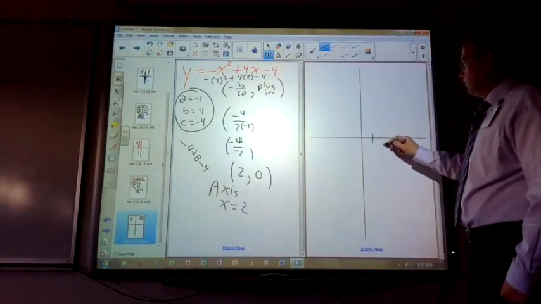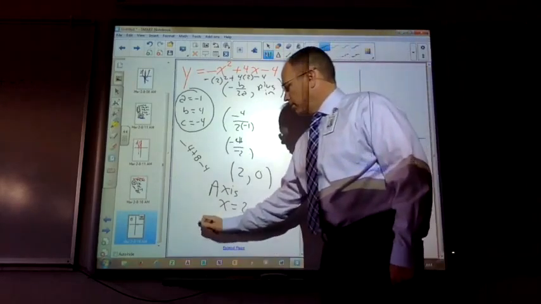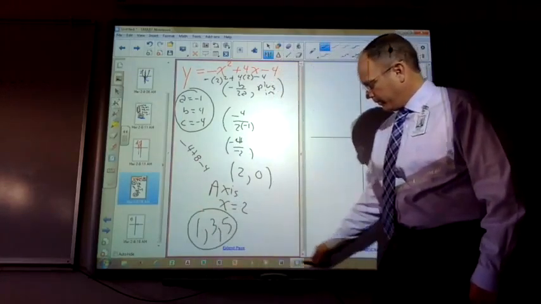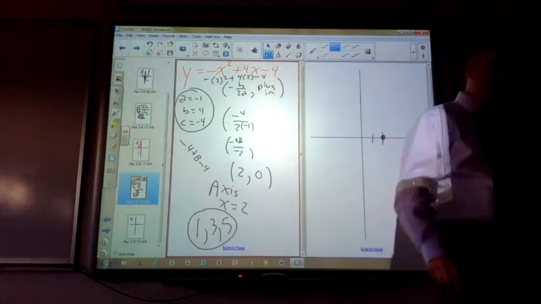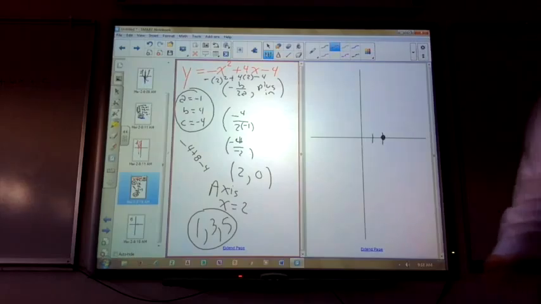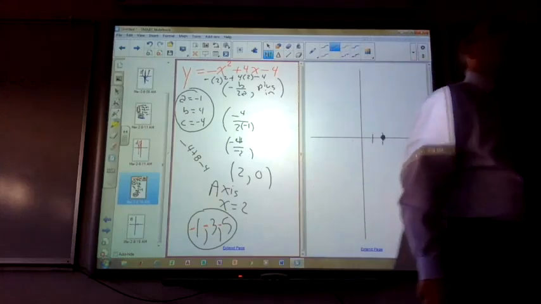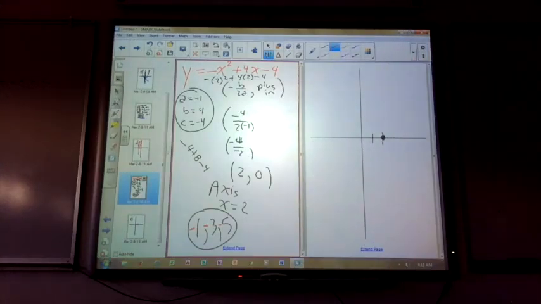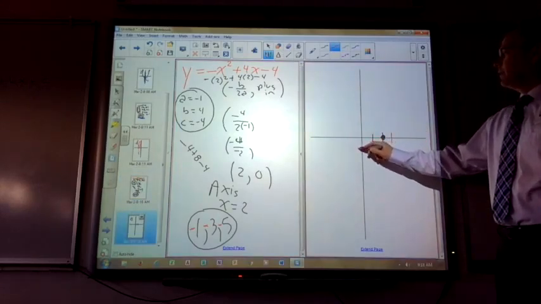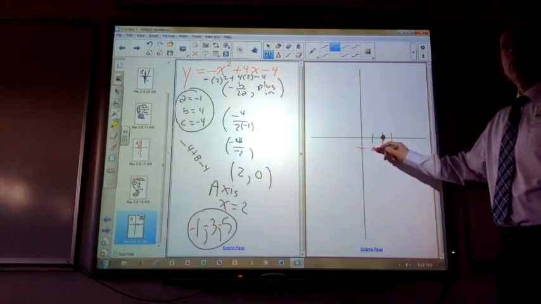2, 0. My 1, 3, 5 is going to be what now? There you go. These are all negative now. Why are they negative? The a is negative. I have an a value of negative 1. So on here, I'm going to go right 1 and down 1, left 1 and down 1. Correct?